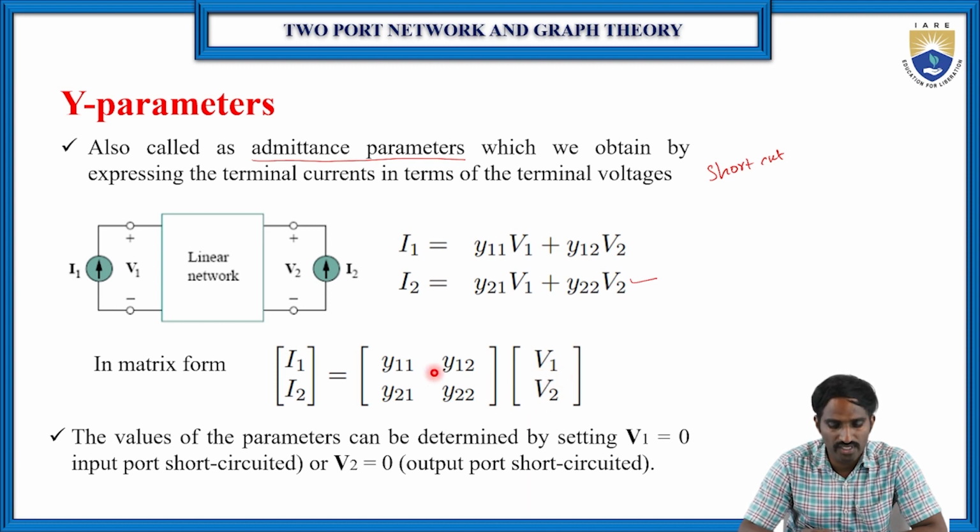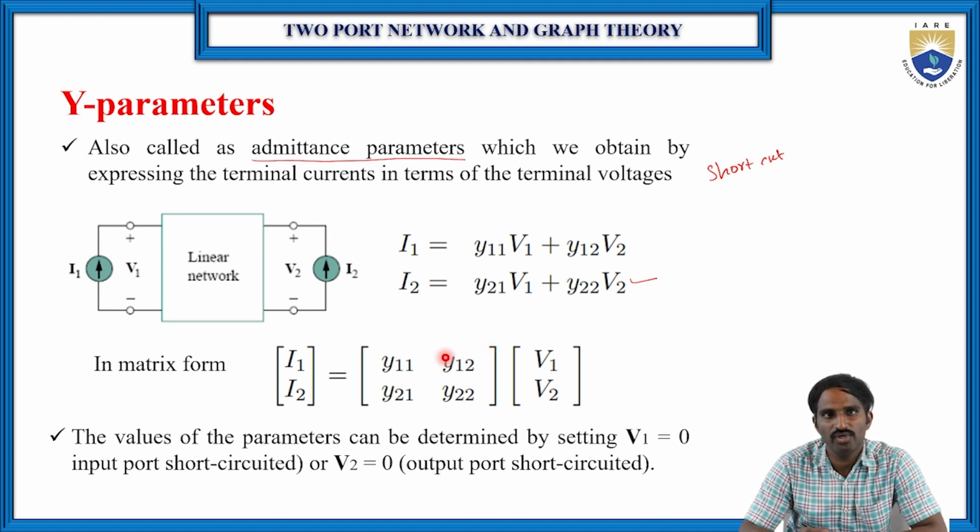How can we find the Y parameters, which are Y11, Y12, Y21, Y22? The values of the parameters can be determined by setting V1 equal to 0, which means the input is short circuited, or V2 equal to 0, which means the output is short circuited.